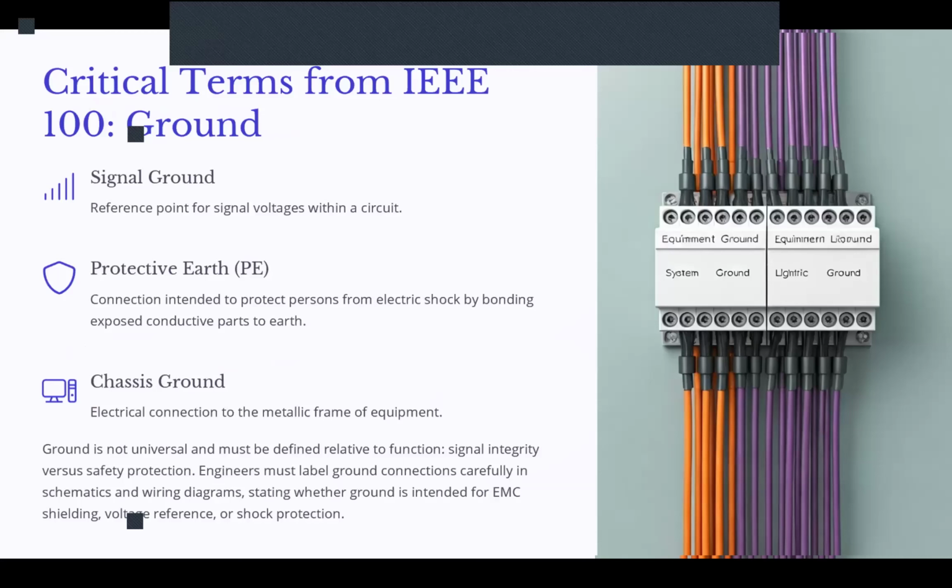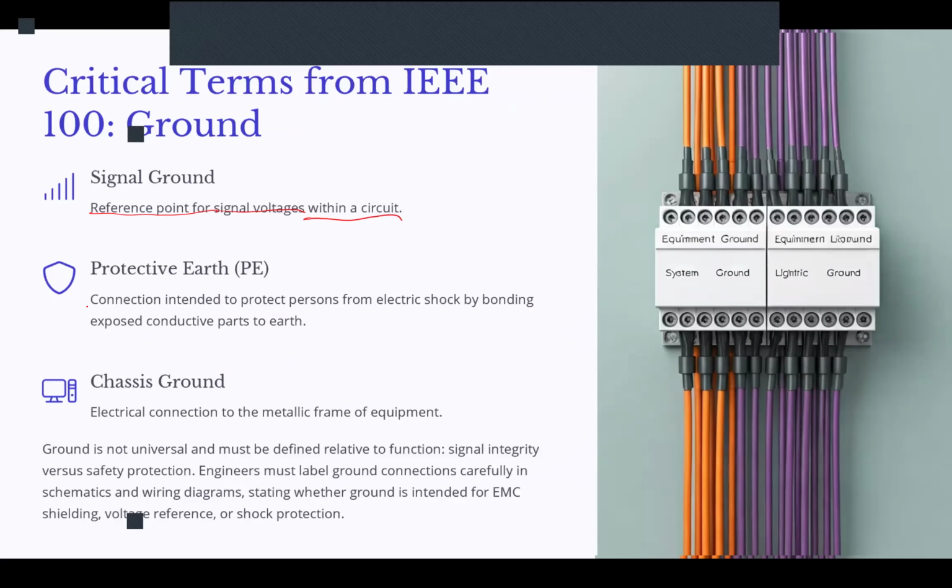Let's use another example, the word ground that we used before. As we said, in signal processing, we define the ground as the reference point for a signal voltage within a circuit. Now, in protective earth, we mean the connection intended to protect persons from electrical shock by bonding exposed conductive parts to the earth.